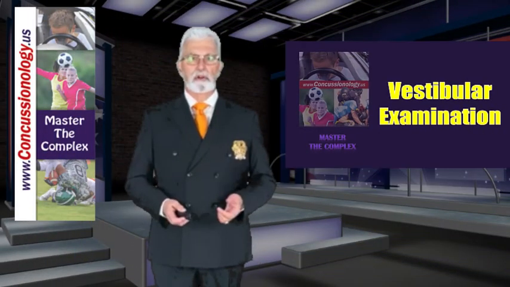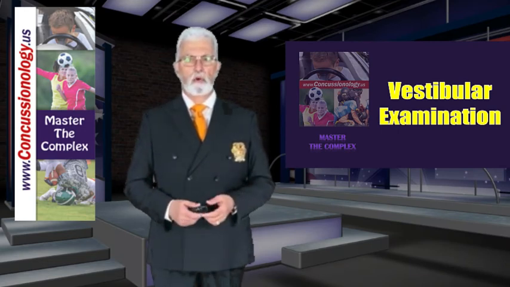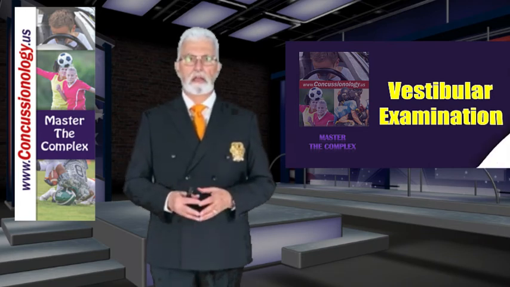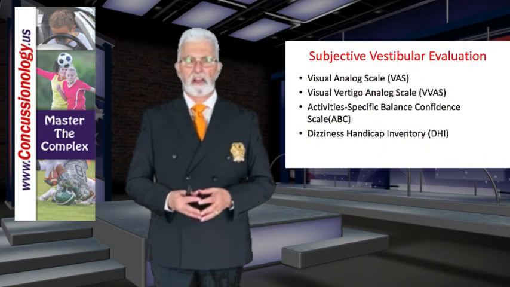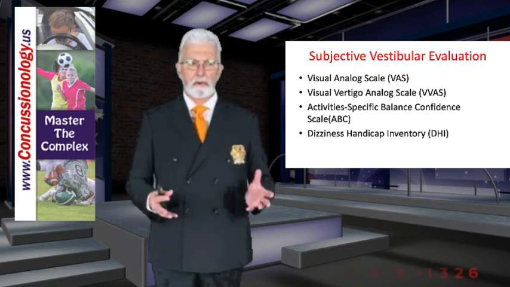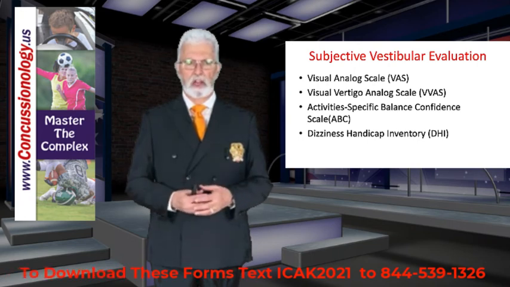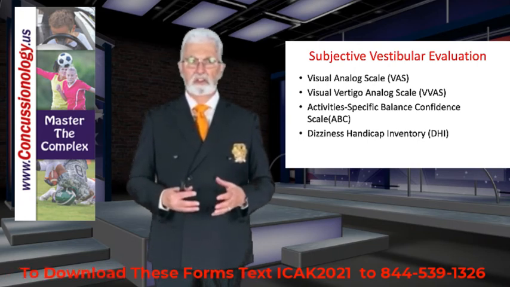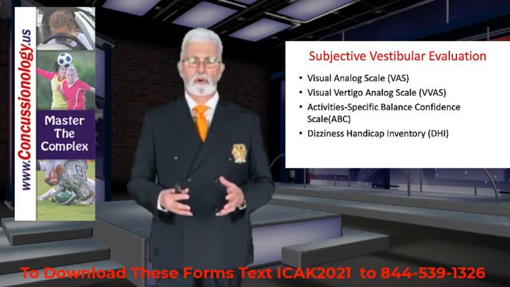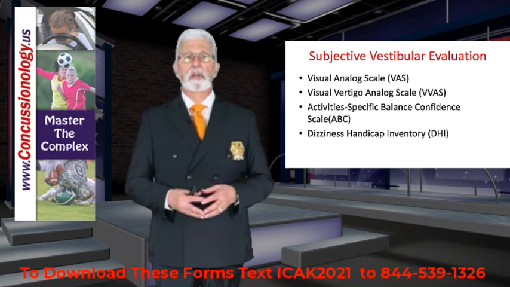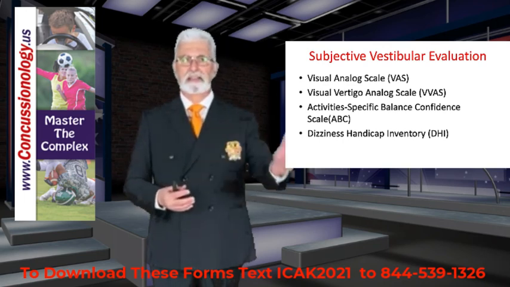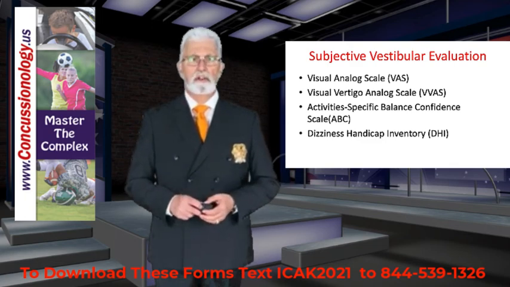The classic vestibular examination does not allow for evaluation of the medial and lateral vestibular nuclei. So we can do subjective vestibular evaluations. Whenever you look at the literature, they're all going to use some or combinations of these paper questionnaires: the visual analog scale, the visual vertigo analog scale, the activity-specific balance confidence scale, and the dizziness handicap inventory scale. I have copies of all these. I'd be happy to send them to you. We'll show you how at the end of the presentation that you can contact me so I can send you all these questionnaires that you can use.